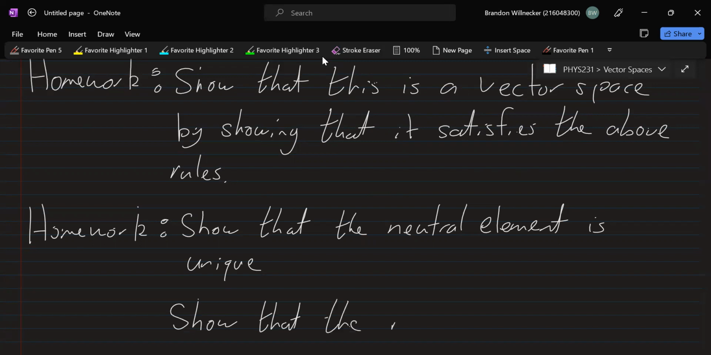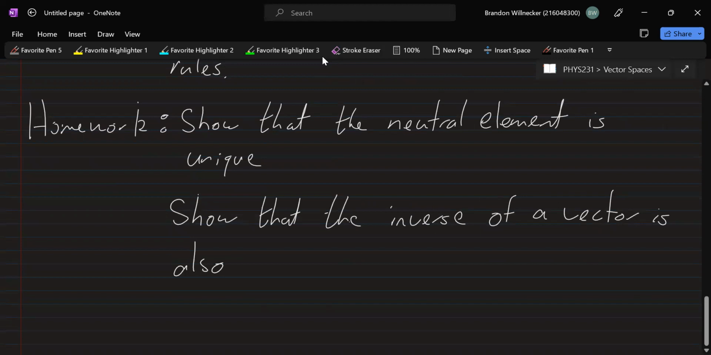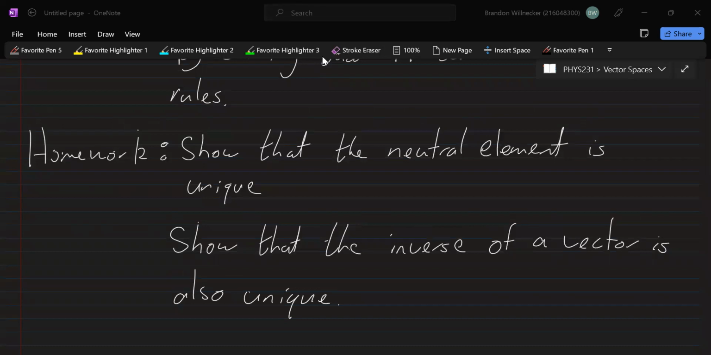show that the inverse of a vector is also unique. Okay, so this is a very short proof just to get you going with the idea of proving things. Later on, we will see that there are a few more proofs that we need to go through, but they will follow the same sort of structure. So if we're trying to prove something is unique, then it follows the same sort of structure as these two proofs over here. Okay, but these are some good small proofs just to go through now.